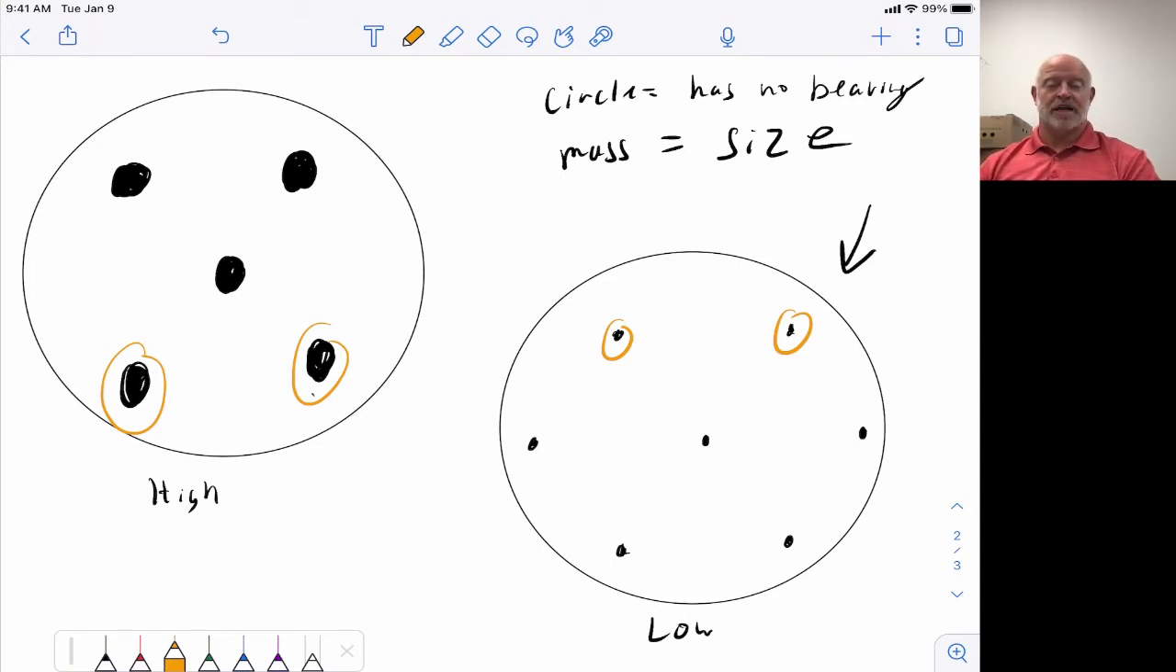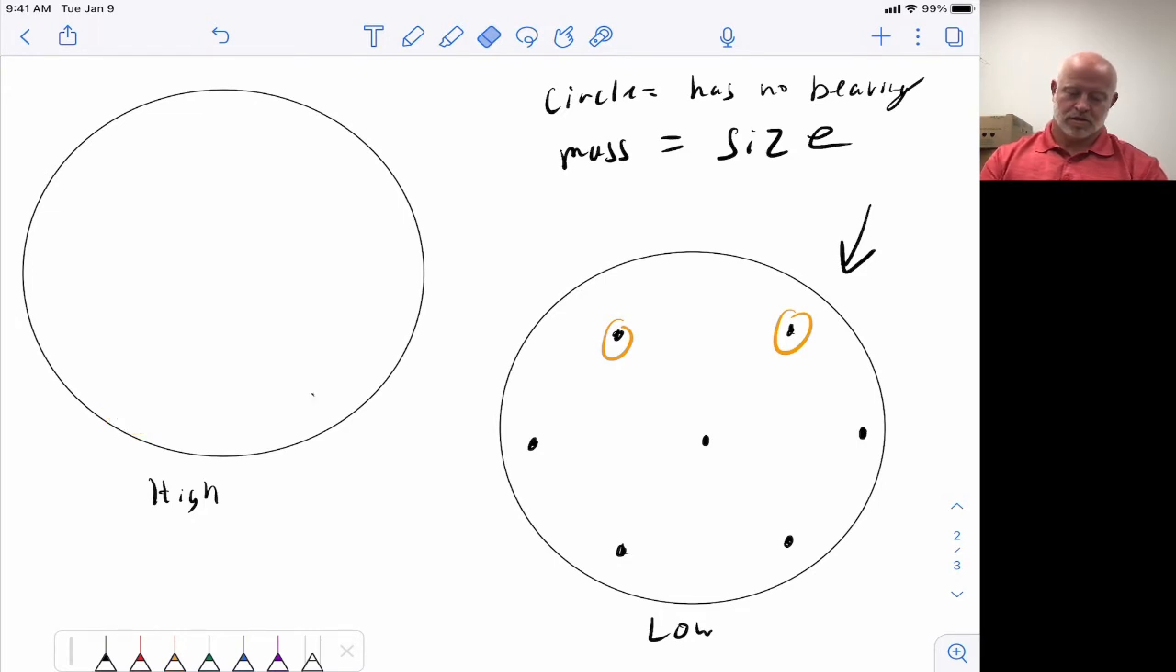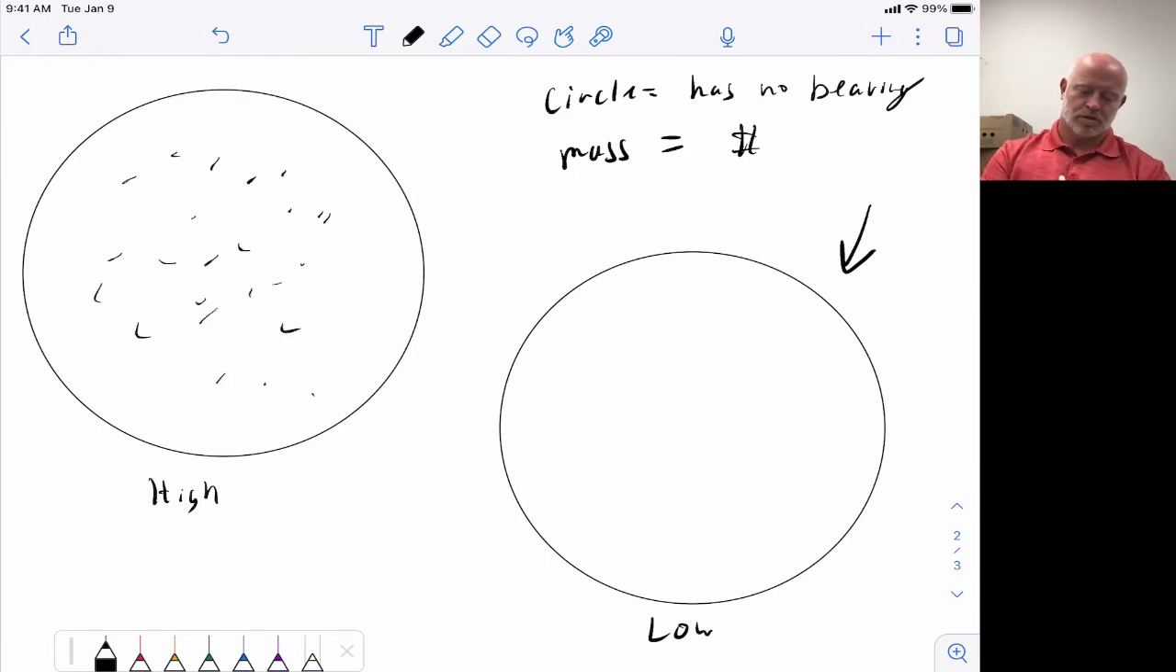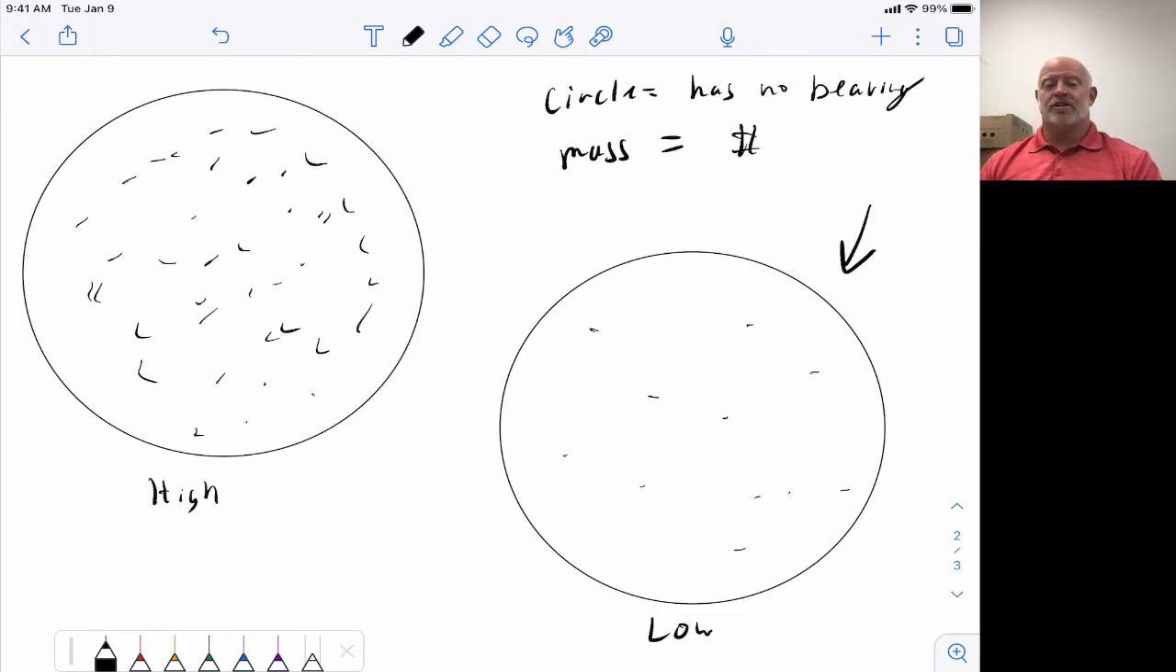Maybe in your model, the number of dots would mean something. So maybe you're going to use all the same size dots, and instead of it being the size, we could say that mass is represented by the number of dots. So high mass will be represented by the number of dots, okay? One's not better than the other. It's just however you represent your model, okay? In terms of what you're doing.